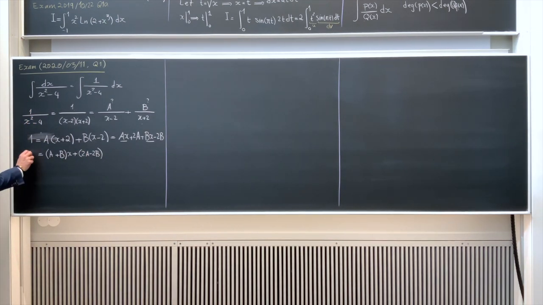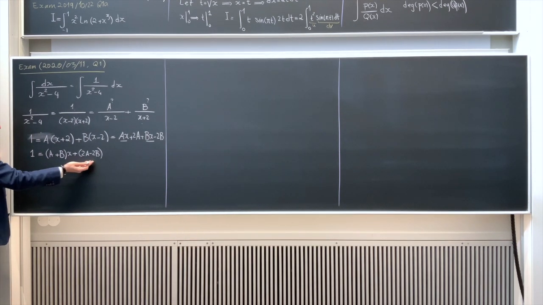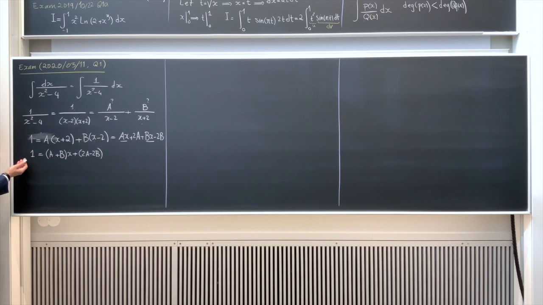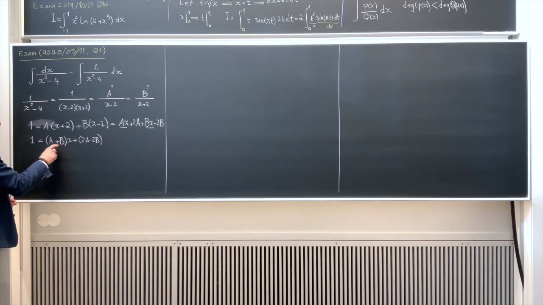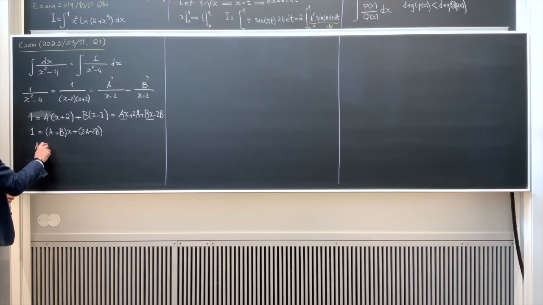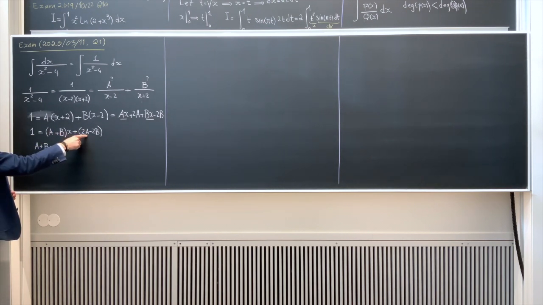But remember, my goal is to make this identical with 1, for every value of x, not just one single value. So this cannot happen unless the coefficients are exactly the same. So is there any x on the left? The answer is no. So this means that a plus b, which is the coefficient of x, should be 0. The constant number on the left is 1. The constant number on the right is 2a minus 2b. So this and that should match.